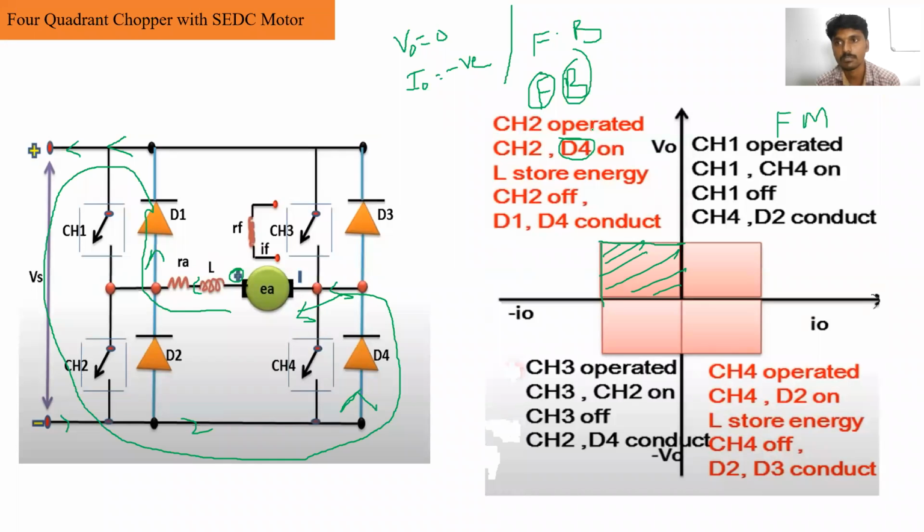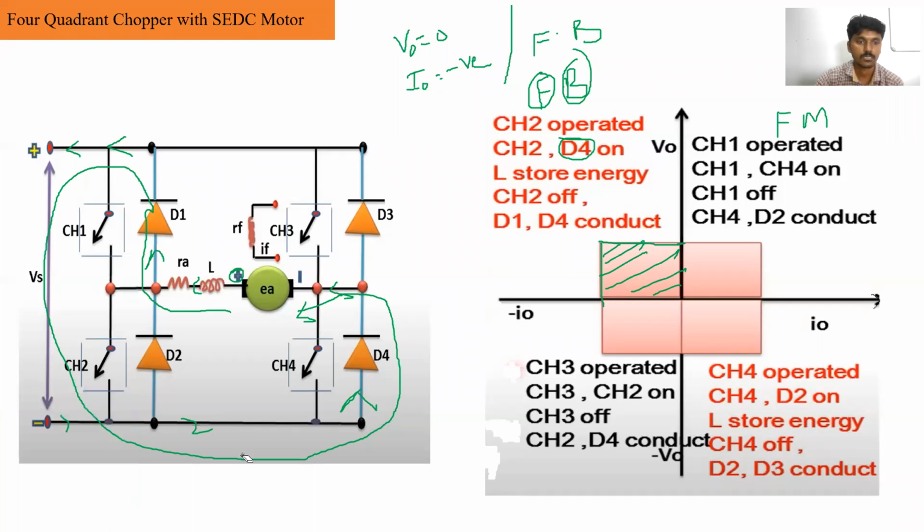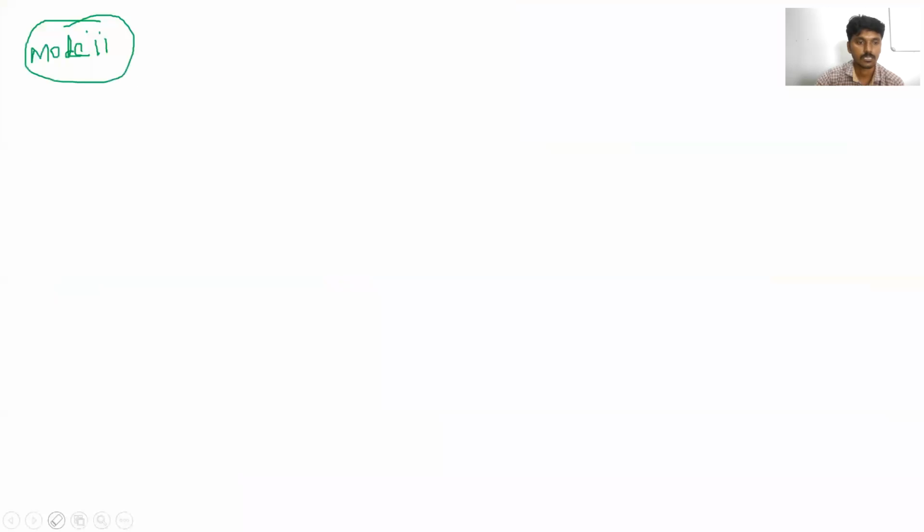When the drive is operated in the second quadrant, it operates as forward braking. In forward braking, the motor acts as a generator. It converts mechanical energy to electrical energy for a small time only. Clear? So how will the speed torque characteristics exist? In which quadrant will they exist?